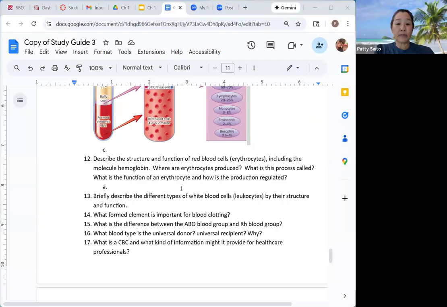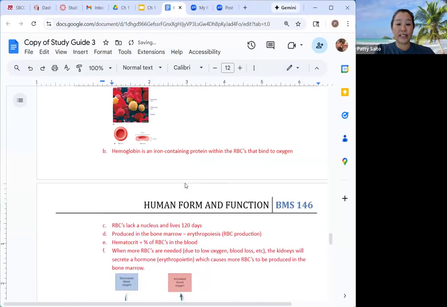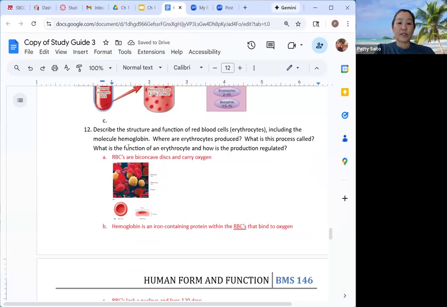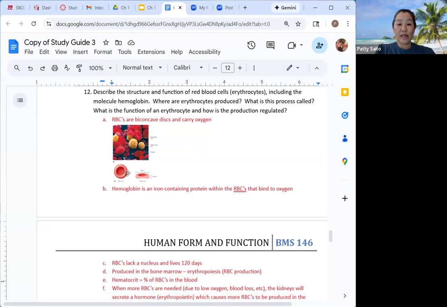Okay, this is a multi-question question. The first part is: describe the structure and function of erythrocytes, including the molecule hemoglobin. So let's first describe what it looks like. Red blood cells are biconcave discs. Biconcave discs. So if we look at it here, what it means is it's just thinner in the middle. So if you think about a donut without the center punched completely through, right? So it's a donut with the hole that's an indentation, but not quite poked through.